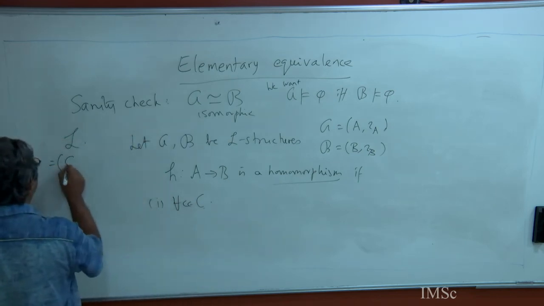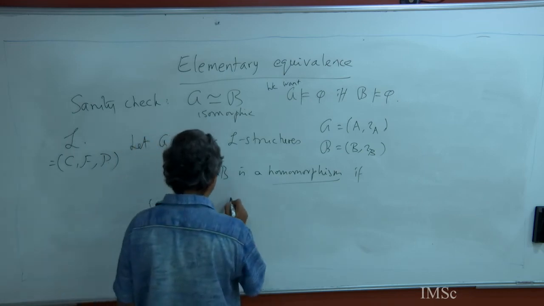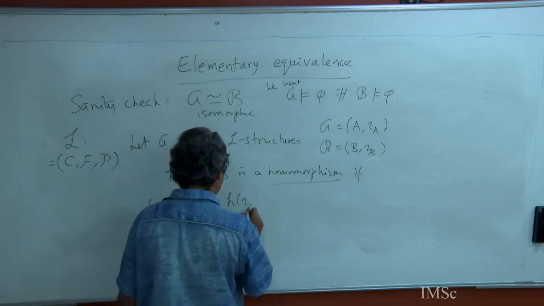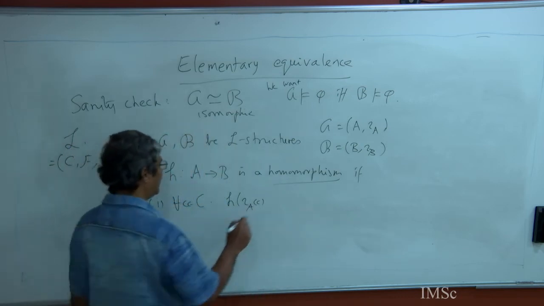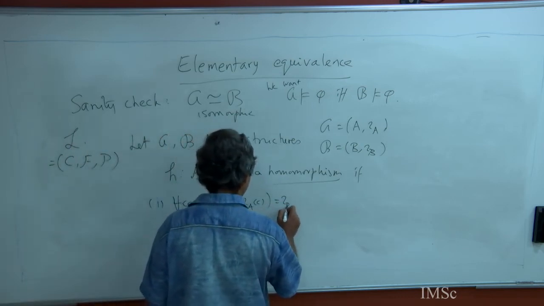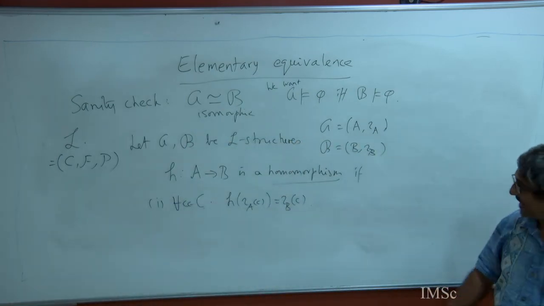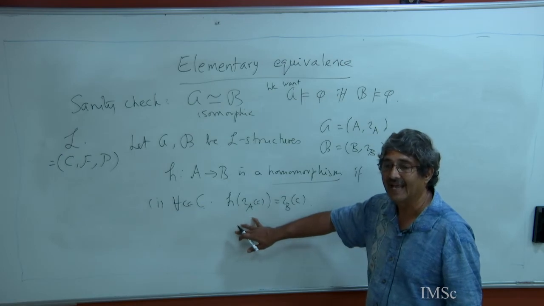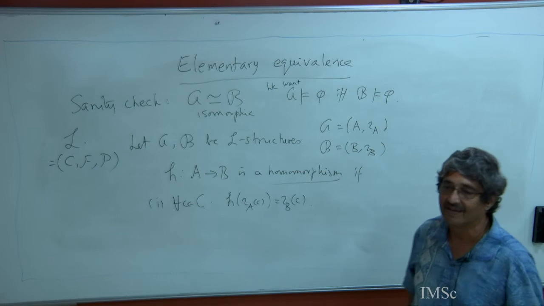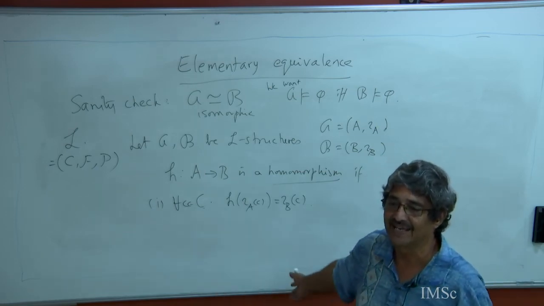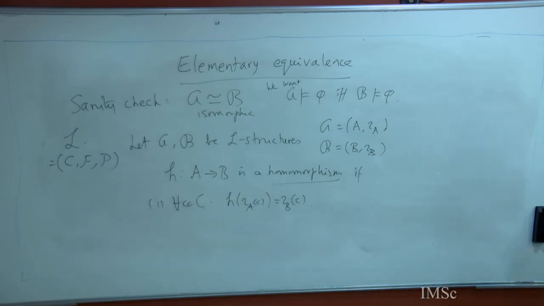So, L is fixed for all C. The H of the interpretation of C in this structure is... If I take the interpretation of C in A and apply the map H, I should get the interpretation of the symbol C. This is what it means to say I preserve the interpretation of constant symbols, the meaning of constant symbols. Yeah?